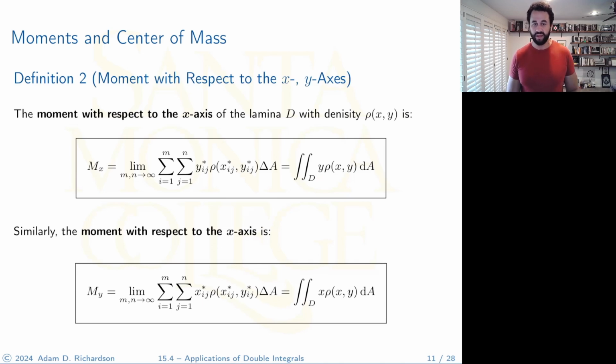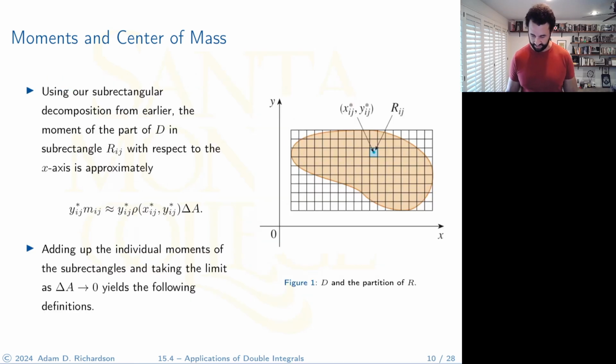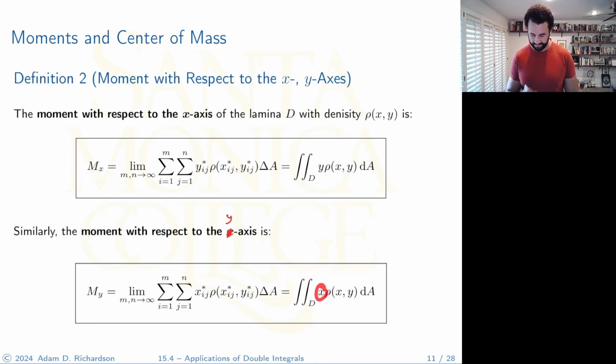That's really what's happening. And then the moment with respect to the, ooh, wait, do I have these backward? Sorry, that's a typo. Let me fix this typo here. That should say y-axis. There we go. I'll fix that after the recording. So then the moment with respect to the y-axis is the same idea, except now our distance is x, kind of for the same reason. If we want to measure from here to here, then the distance is actually in terms of x. So that's where this is coming from.